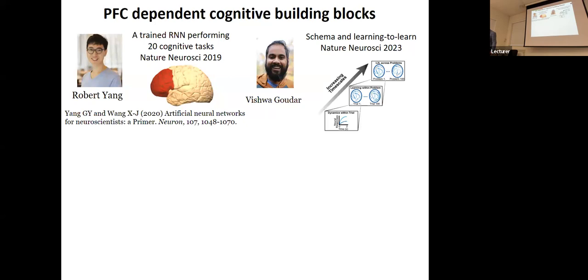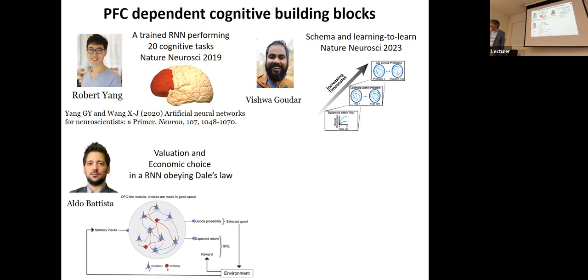And another example is economic choice based on valuation. And here we trained a recurrent network to perform a value-based economic choice task by using a vanilla RNN and incorporating Dale's law. We hope that we can really try to understand circuit mechanisms of valuation in such a network.